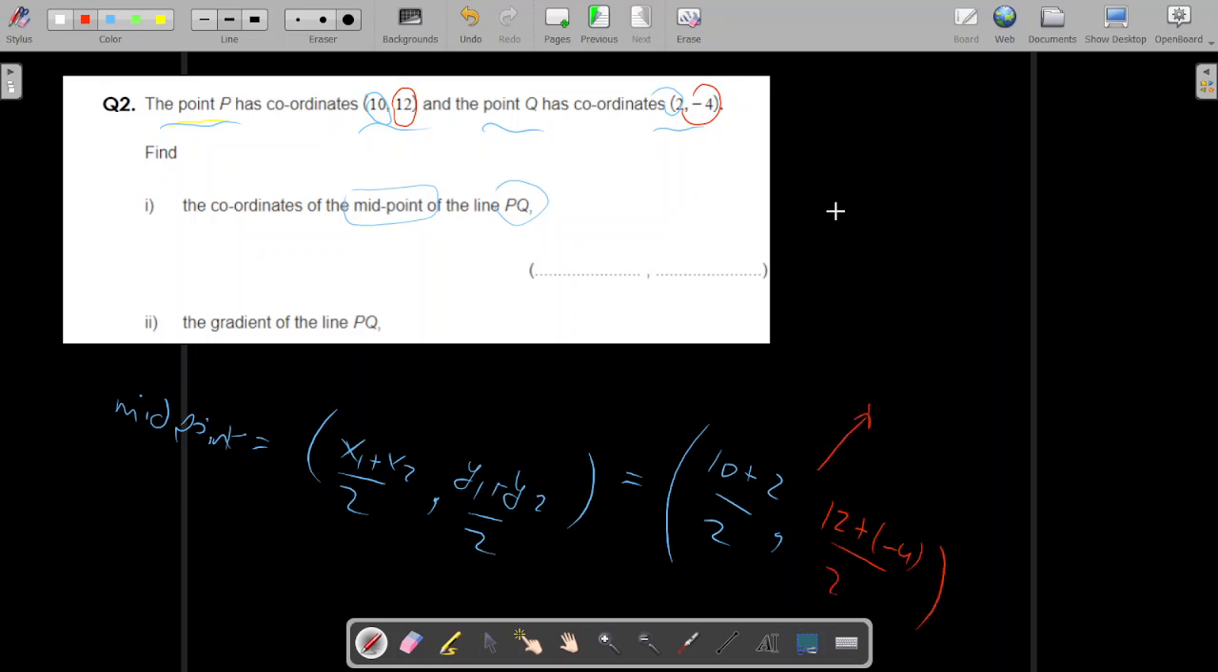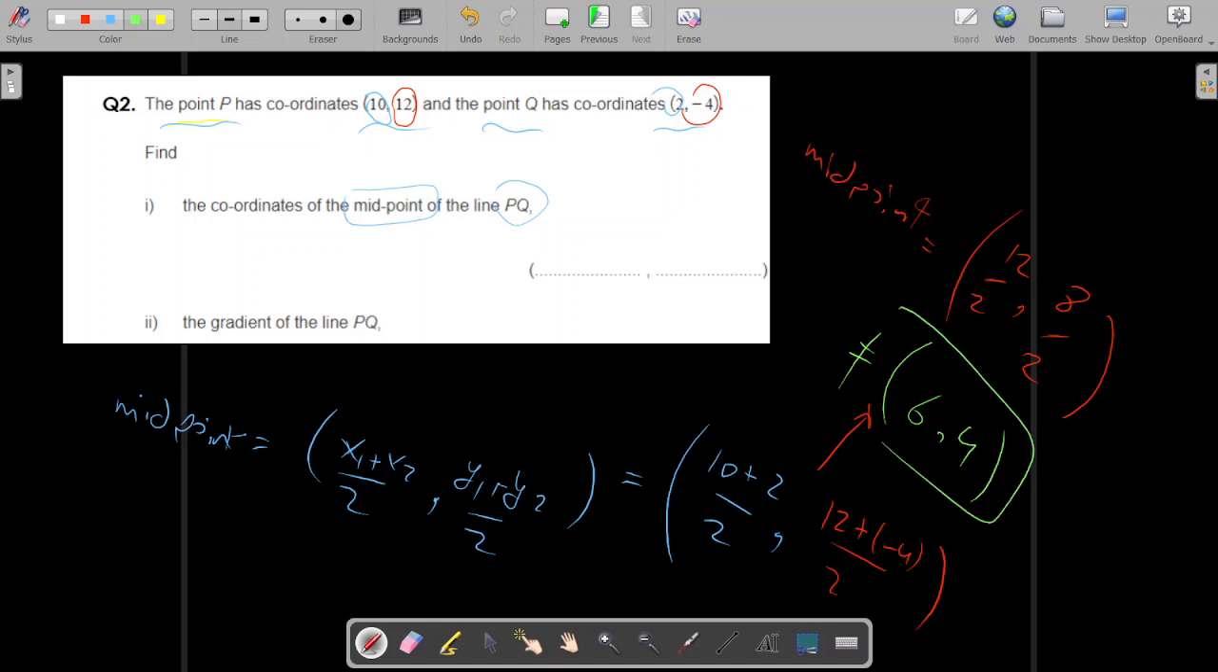From that, you will discover that the midpoint is equal to 10 plus 2, which is 12 over 2, and 12 minus 4, which is 8 over 2. It means that the midpoint is going to be equal to 6 and 4 after dividing these two fractions. This is how you find the midpoint.